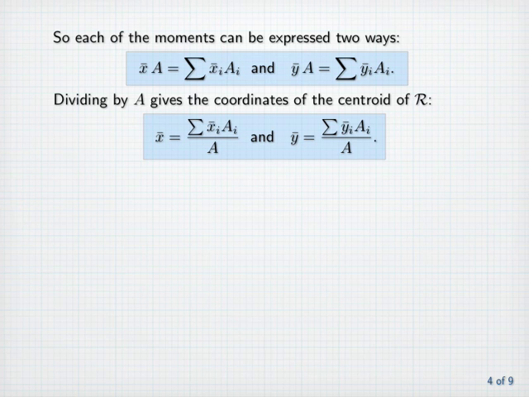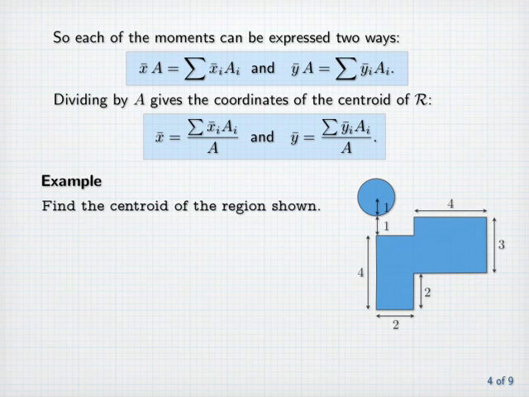Now let's look at an example. Let's find the centroid of the region shown here. Now the irregular polygon here is actually composed of two rectangles. Now let's think about area. The circle there has radius 1, so the area of that disk is pi. The rectangle on the left is 4 by 2, so its area is 8. The other rectangle is 4 by 3, so its area is 12.